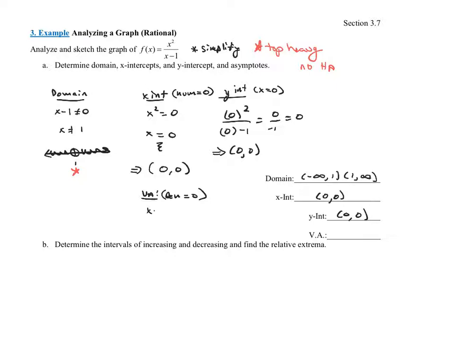And if you set the denominator equal to 0 here, x minus 1 equals 0, you get x equals 1. So not only is that a point where it's discontinuous, it is actually a vertical asymptote. Remember, when you write vertical asymptotes, you do need to write the equation of the line, so it needs to be written as x equals 1, not just the number 1. You do need the x equals there.